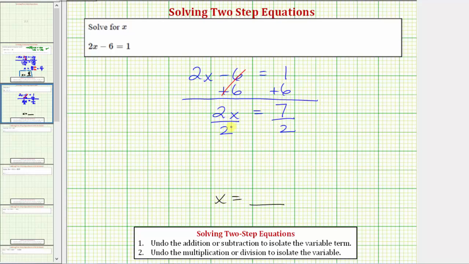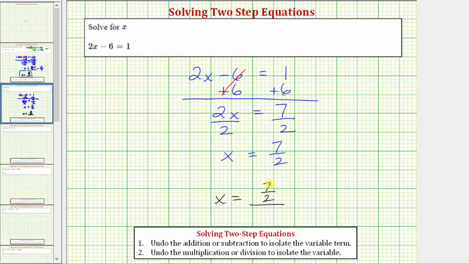Now looking at the left side of the equation, dividing by 2 undoes multiplying by 2, so the left side simplifies to just x. This is also 2 divided by 2, which equals 1, and 1 times x is just x. On the right side, we have 7 divided by 2, or the fraction 7 halves, and the fraction 7 halves does not simplify because the only common factor between 7 and 2 is 1, and therefore our solution as a fraction is 7 halves.